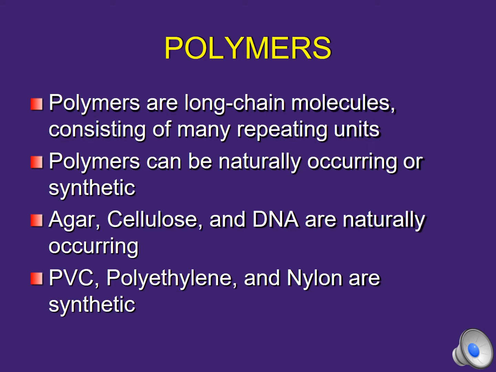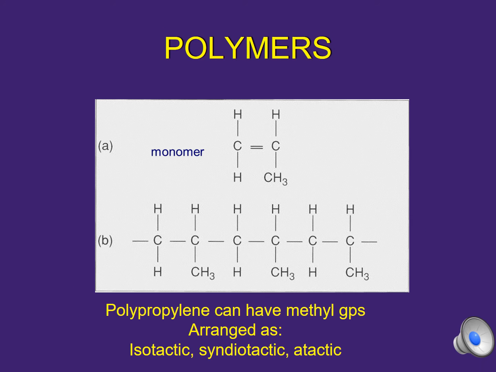Agar, cellulose, and DNA are naturally occurring, while polyvinyl chloride, polyethylene, and nylon are synthetic. A polymer with similar structure to polyethylene is polypropylene. It is formed by joining molecules of propylene. In figure B, propylene differs from ethylene in having a methyl group, CH3, that replaces one of the hydrogen atoms, forming the polymer polypropylene.